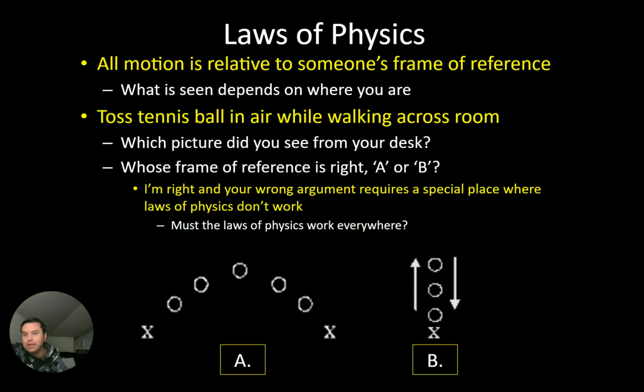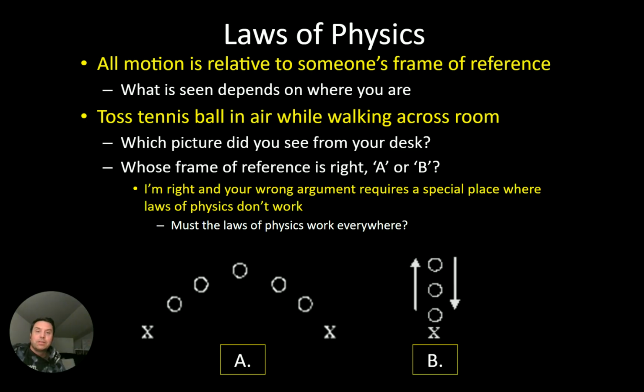Whose frame of reference is right, A or B? You can't ask that. Well, you can ask that, but we're both right. There's no right or wrong. You can't say I'm right and you're wrong, and I can't say you're wrong, I'm right. We saw what we saw because the laws of physics work everywhere. If we start saying that you were right and I was wrong, then you're telling me my laws of physics changed just because I walked across the room. And I think all of us know that that's not true, right? You get in a car, the laws around you don't suddenly change. Nothing weird happens.